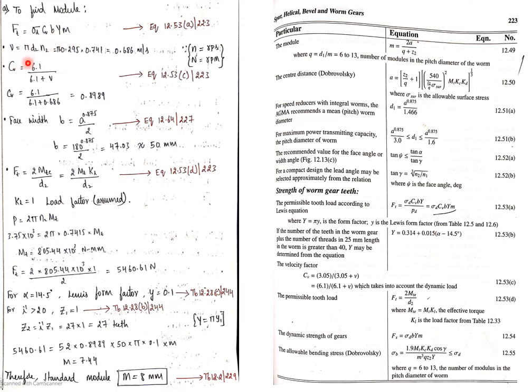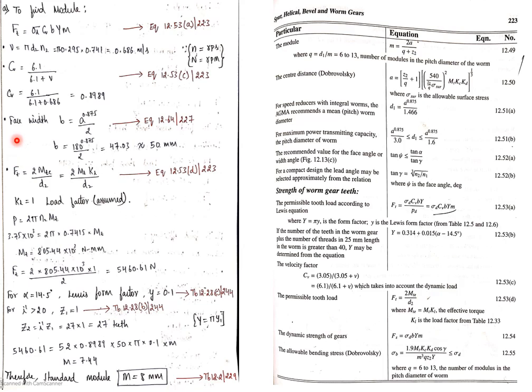The very first unknown to calculate is CV. Before that we need to know the velocity by D2 N2, that is 0.686 meters per second. We're just taking RPS for easy calculations, that's all. Just substitute the value of V, we will get CV, where the CV formula we're getting from page number 223. You can see directly it is available here, which takes into account the dynamic load.